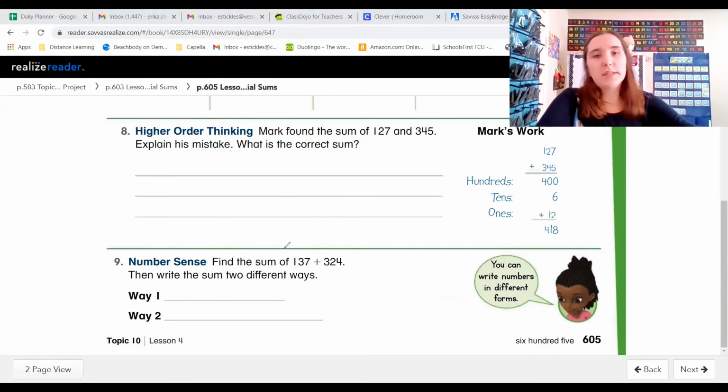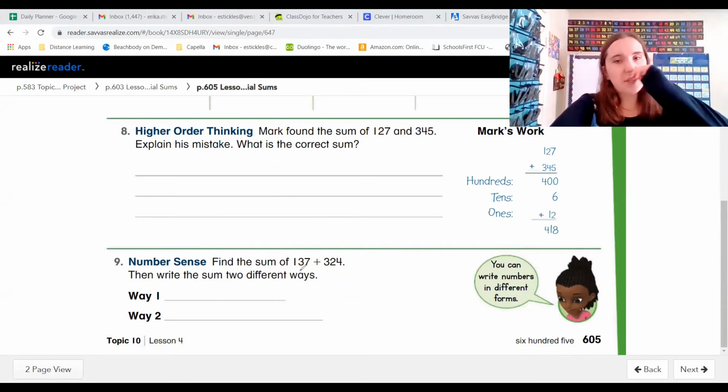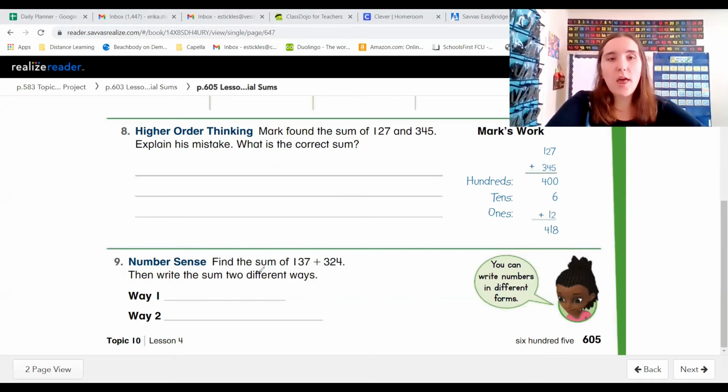Okay, let's read number 9. It says, find the sum of 137 plus 324. Then write the sum 2 different ways. So first we need to solve the problem, and then we're going to write it out in 2 different ways like we've learned in the past. So let's go ahead and set up our problem. To set up a problem for partial sums, you need to take your 2 numbers and stack them on top of each other in the standard form.